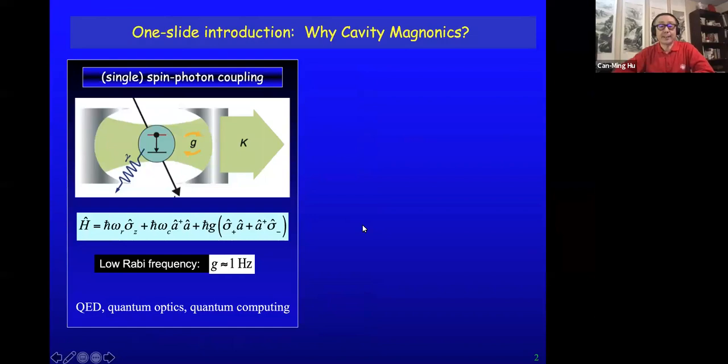So why cavity magnonics or cavity spintronics? Well, people have always been interested in studying the coupling between photon and the spin. If you couple the photon to one spin, then this coupling rate, also known as Rabi frequency, is very low, typically at the 1 Hertz order.